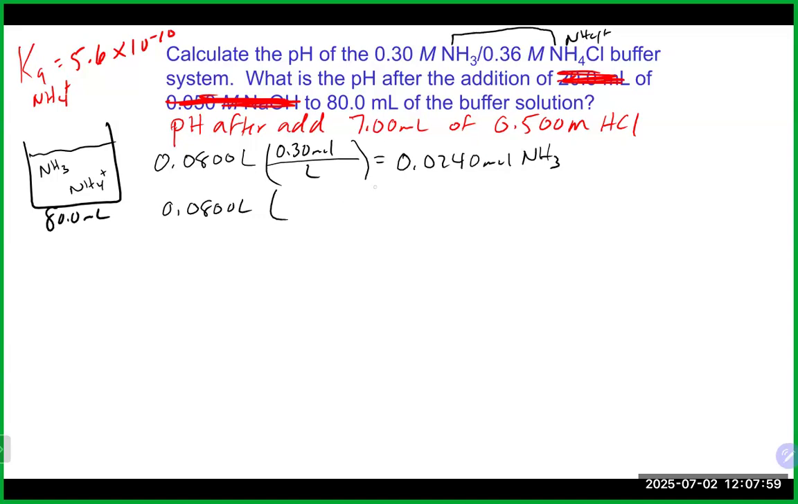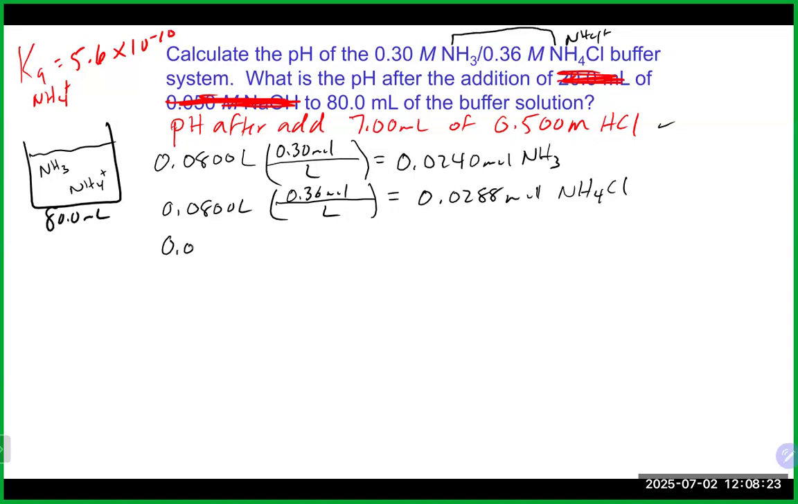We'll do the same thing once again for our other component. It is the same volume for both of them, as they are obviously in the same beaker. 0.36 moles per liter for our NH4Cl, and that's going to get us 0.0288 moles of NH4Cl.